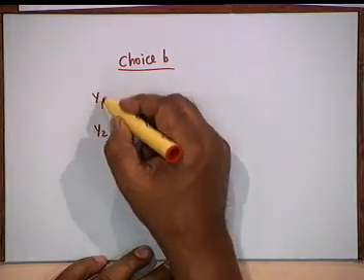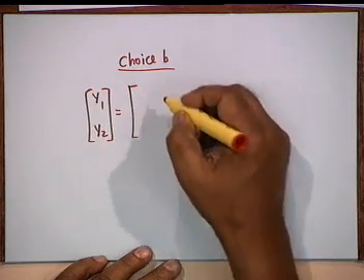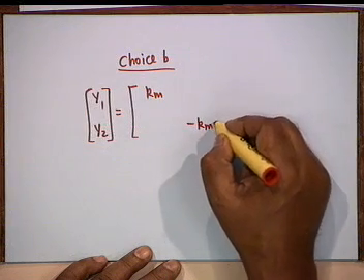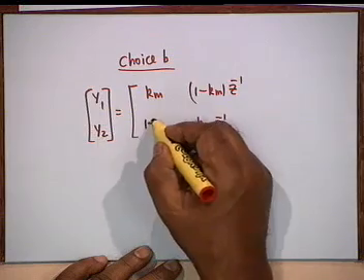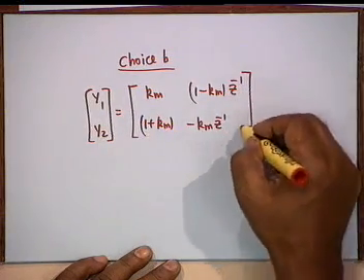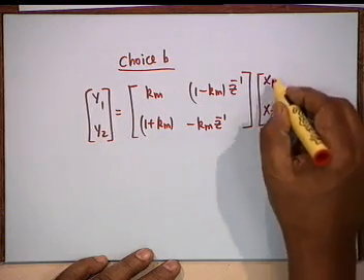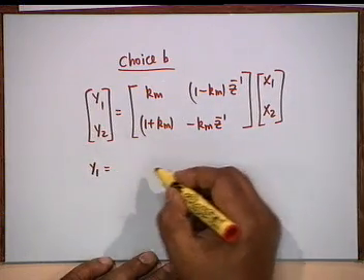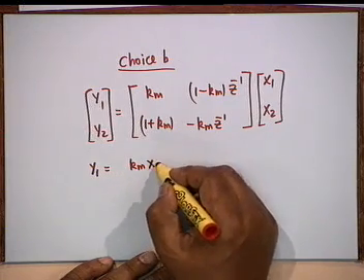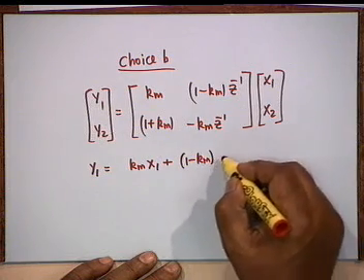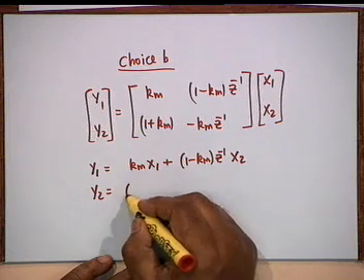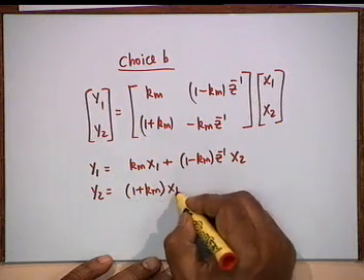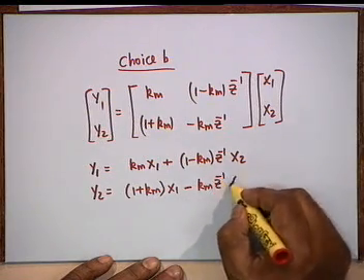Consider choice B. Choice B, y1, y2. If you recall, we have Km, 1 minus Km Z inverse, 1 plus Km, minus Km Z inverse, multiplied by x1, x2. If they are expanded, then you get y1 equal to Km x1 plus 1 minus Km Z inverse x2, and y2 equal to 1 plus Km x1 minus Km Z inverse x2.